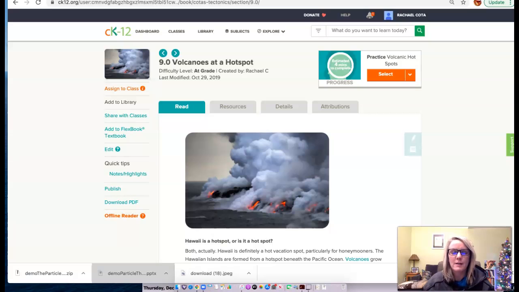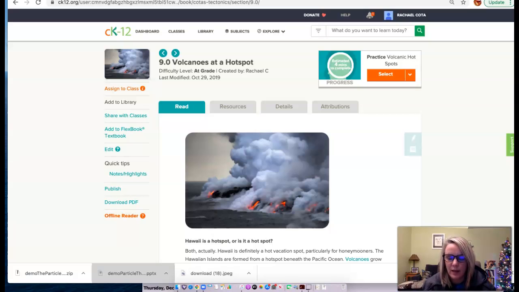Hello, eighth graders. We are going to talk about chapter 9 in our tectonics iBook today, which is about volcanoes at what are called hotspots. Hotspots are areas within a tectonic plate. So we've talked about volcanoes happening around the boundaries where they converge or where they're pulling apart. But we also can have something called a hotspot that happens in the middle of a plate.